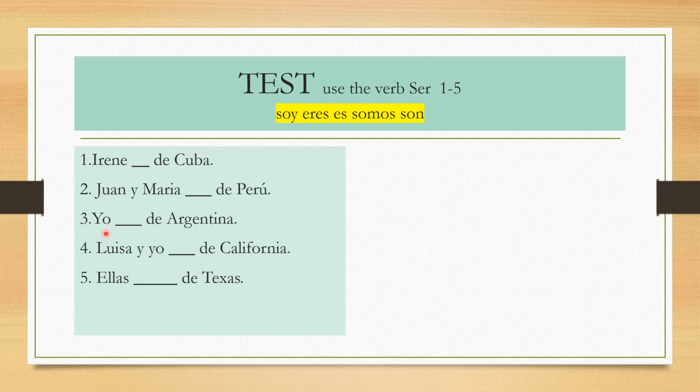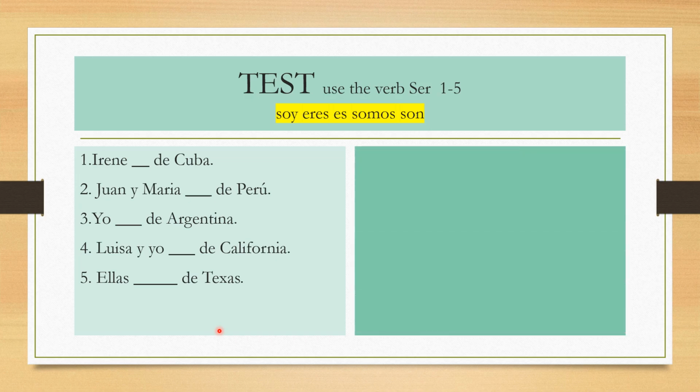Número tres, yo blank de Argentina. Número cuatro, Luisa y yo blank de California. Notice you are including yourself here. Luisa y yo, her and I. You are including yourself. Cinco, ellas blank de Texas. Ellas, right? Let's see what we should have.